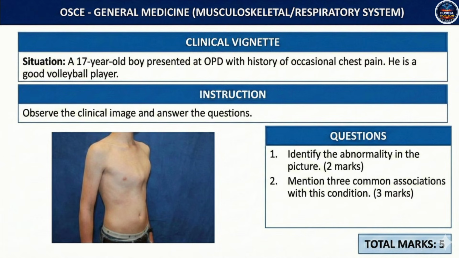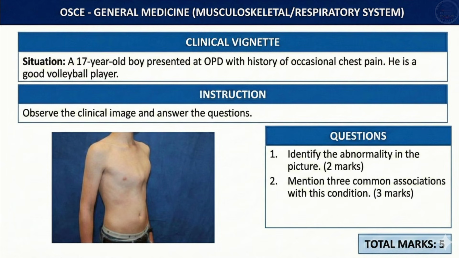Look at the vignette. We have a 17-year-old boy. He has occasional chest pain. But crucially, note the last sentence. He is a good volleyball player. What does that tell a clinician? It tells that despite occasional pain, his functional cardiorespiratory reserve is excellent. He is not actively struggling to breathe.